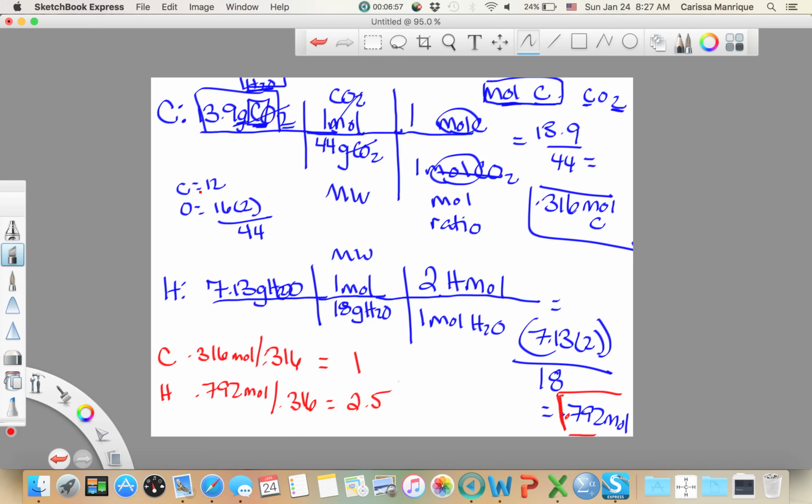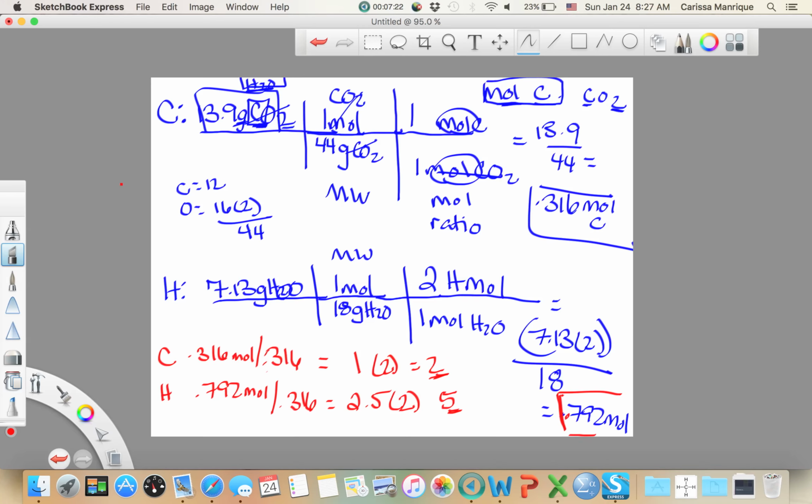Well, when we're doing ratios here, we need whole numbers. That's how we're going to get the empirical formula. So how can I convert 2.5 to a whole number? What's the shortest way? That's if you multiply it by 2. If I multiply this by 2, I have to multiply this one by 2. So it gives me 2, and 2.5 times 2 is 5. Now I have whole numbers.